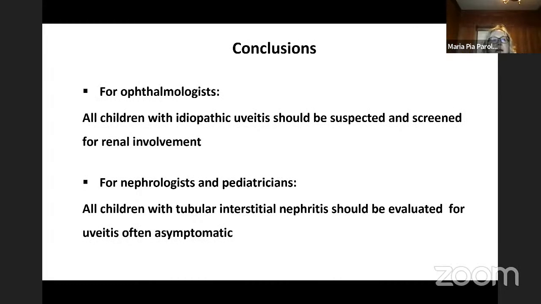In conclusion, TINU is probably an underdiagnosed syndrome, and it accounts for some cases of idiopathic uveitis. So, take home message for ophthalmologists: all children with idiopathic uveitis should be suspected and screened for renal involvement. And for nephrologists and pediatricians, all children with tubular interstitial nephritis should be evaluated for uveitis because it is often asymptomatic, mainly in children, and does not always cause red eye.